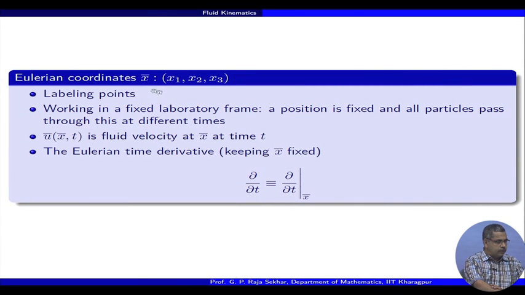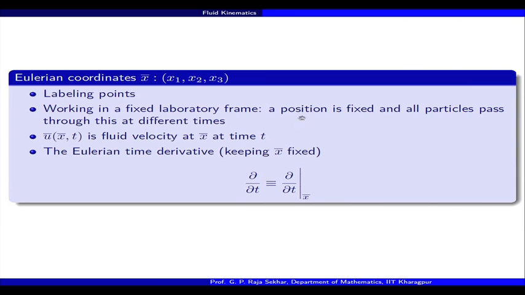Let us see Eulerian coordinates in detail. Typically we use a small x bar, (x1, x2, x3), Cartesian frame. Here it is nothing but labeling points, which means we are working in a fixed laboratory frame. That means a position is fixed, and you are observing who is passing by at a particular time, and who is passing at a different time. This is the Eulerian approach. A position is fixed and all particles pass through it at different times. Accordingly, if you talk about velocity u bar of x bar and t, this is nothing but the fluid velocity at this position at this time.